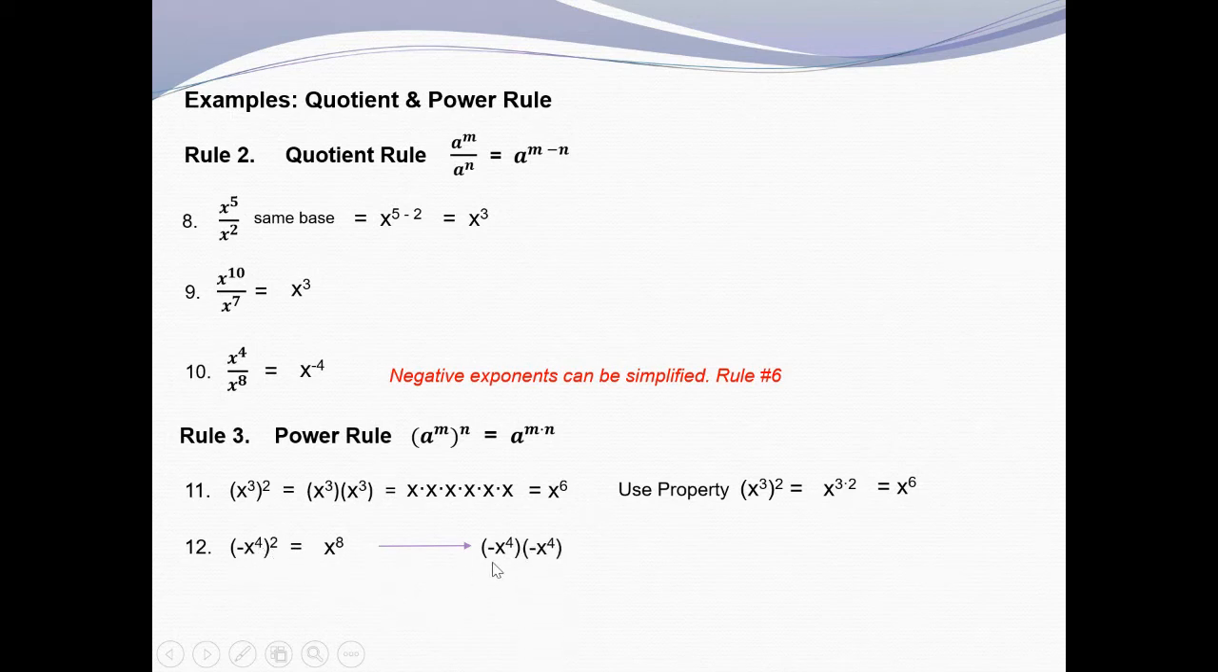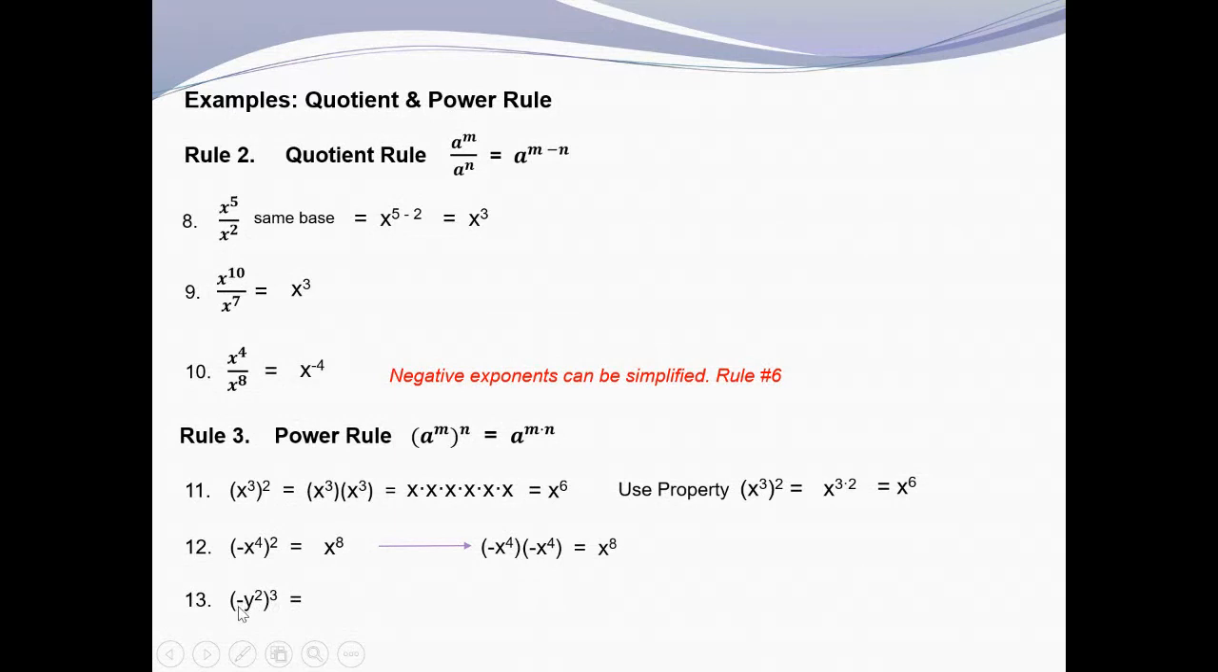Negative x to the fourth squared is the same thing as negative x to the fourth times negative x to the fourth. Right? Two negatives, when you multiply them, becomes positive. That's why it's going to be x to the eighth power. How about this one here?